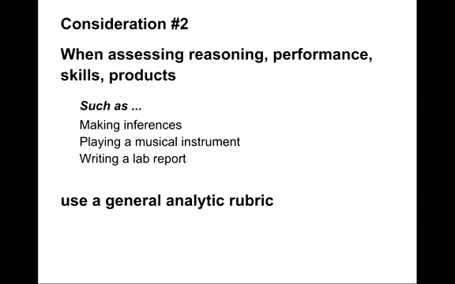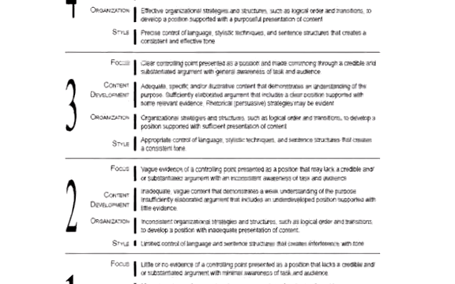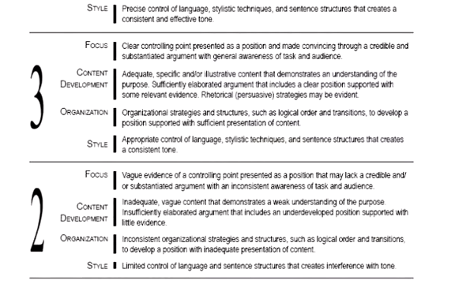Finally, when assessing reasoning, performance, skills, or products, such as playing a musical instrument or writing a lab report, we would want to use a general analytic rubric. Example here where we have our 4 different levels, and each level is broken into the different criteria that describes performance at that level.